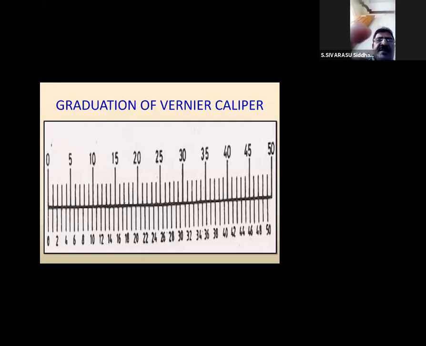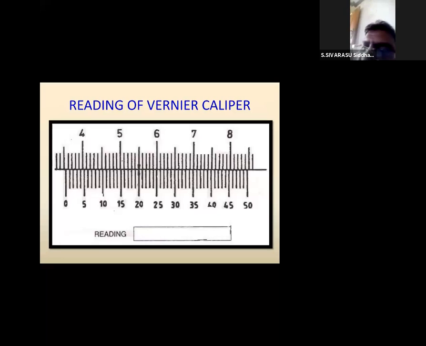Now by using this vernier caliper, how can we take the measurements? Here the same principle applies as in the previous video we discussed. Now look at this diagram: where the vernier scale division 0 starts, and which line of the vernier scale coincides with the main scale division. You have to see both things.